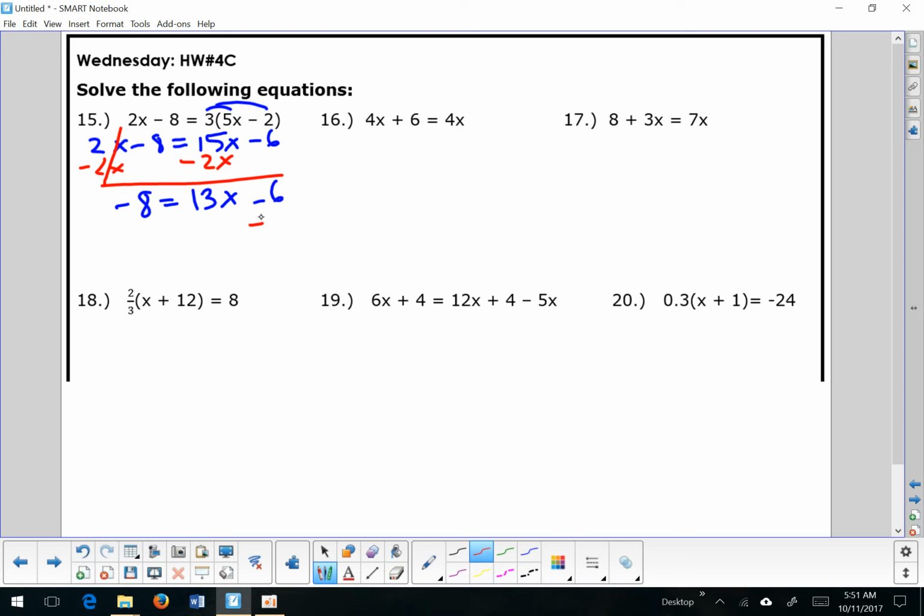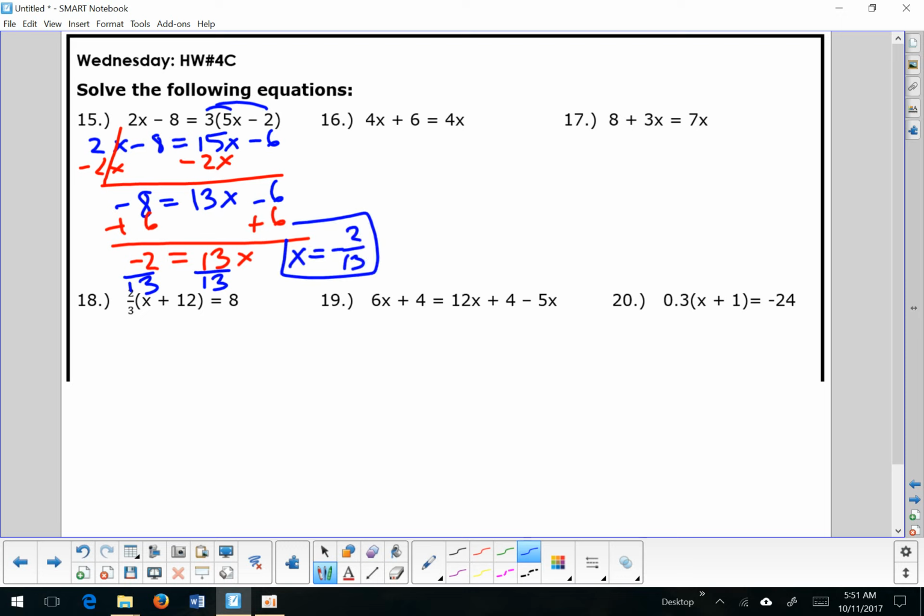I'm going to add my constants on both sides here. I'm going to get 13x is equal to -2. I'm going to divide by my coefficient, and -2 cannot be divided by 13 evenly into a decimal that ends, so I'm going to leave it in fraction form. My final answer is -2 over 13, -2/13.